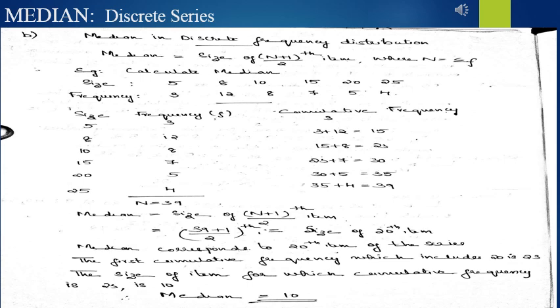n plus 1 by 2 item ആണ്. n എന്ന് പറഞ്ഞാൽ sigma f ആണ്. So you have to find the cumulative frequency. Then ആ cumulative frequency you will get that n അല്ലെങ്കിൽ sigma f. So n plus 1 by 2 കണ്ടുപിടിച്ചാൽ you will get a particular item. ആ ഒരു item included ആയി വരുന്ന cumulative frequency നോക്കുക. അതിന് corresponding ആയിട്ട് വരുന്ന size ഏതാണെങ്കിൽ അതാണ് median for discrete series.